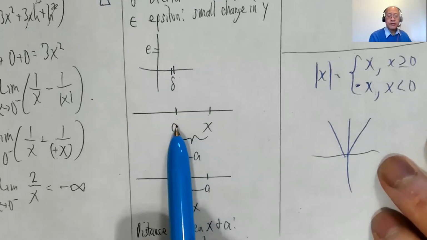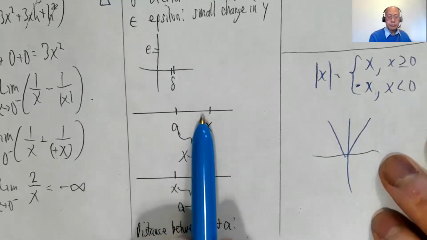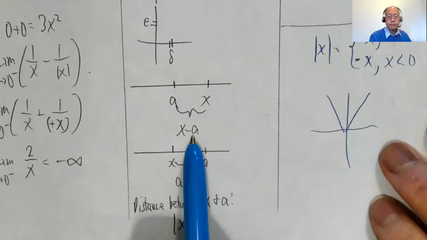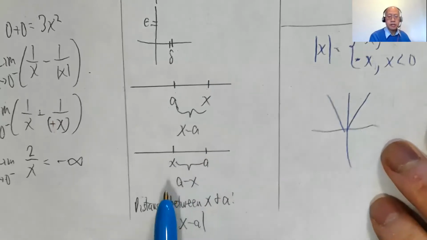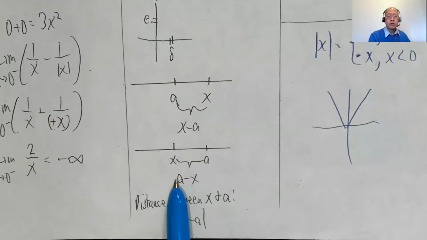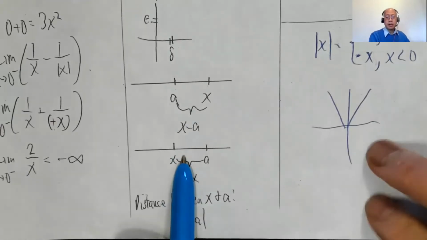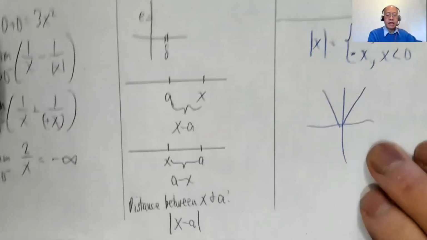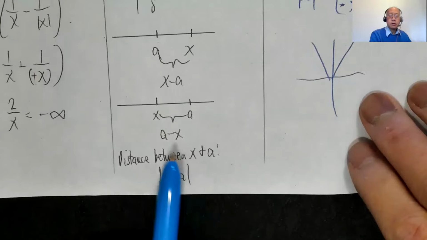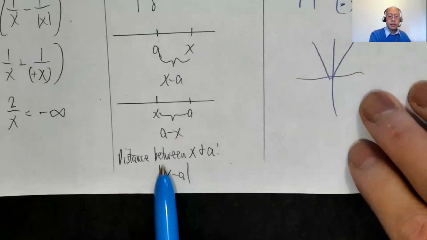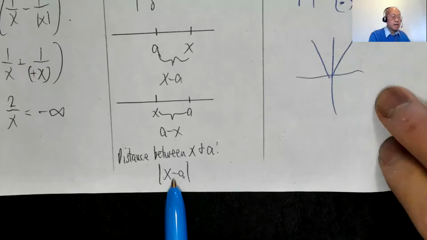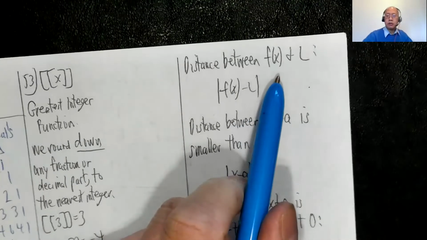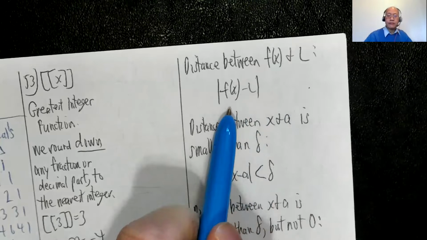Okay, here I'm asking what's the difference between a and x? Well, you would take bigger minus smaller, x minus a. Suppose the picture looked like this on a number line. Here's a, here's x. What's the distance? A minus x. Okay, but what if you don't have a number line? You just want to say, I want the distance between x and a. You don't know which is the larger. So to make it a positive quantity, take the absolute value of x minus a. So that's the distance between x and a. Similarly, the distance between f of x and L is absolute value of f of x minus L.